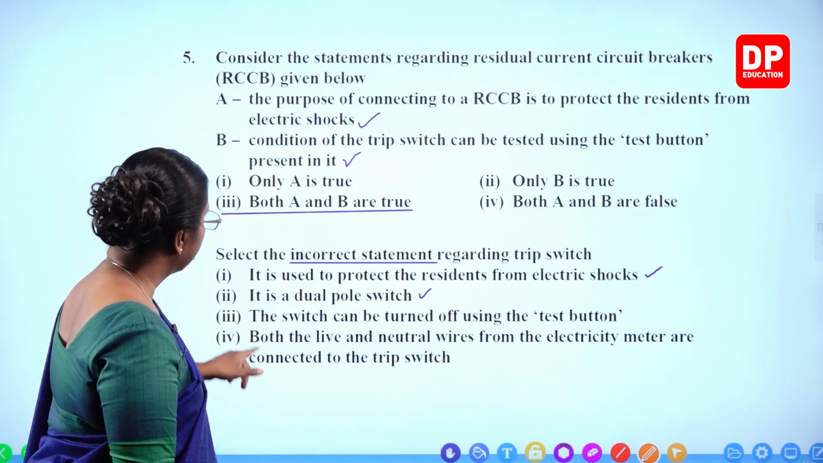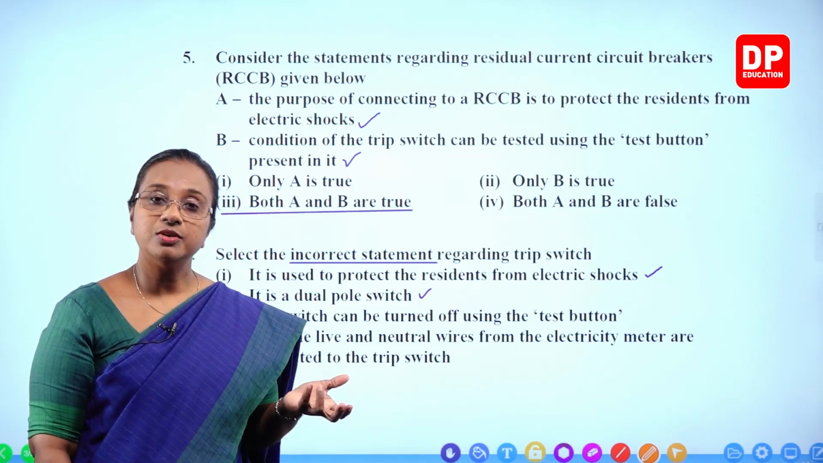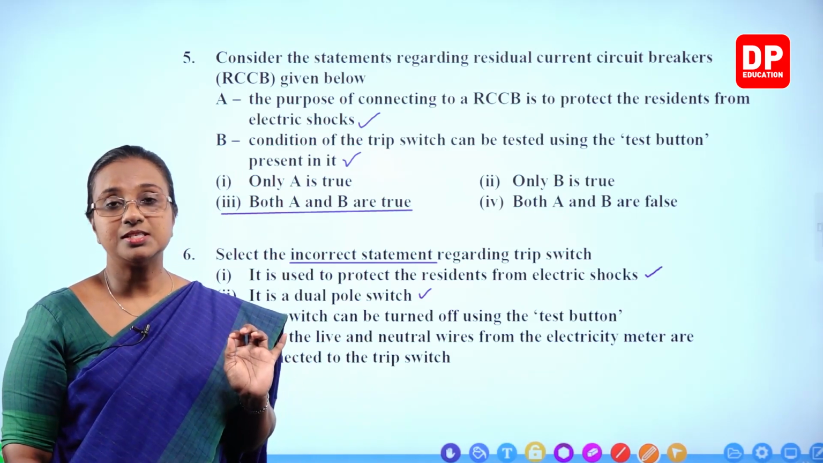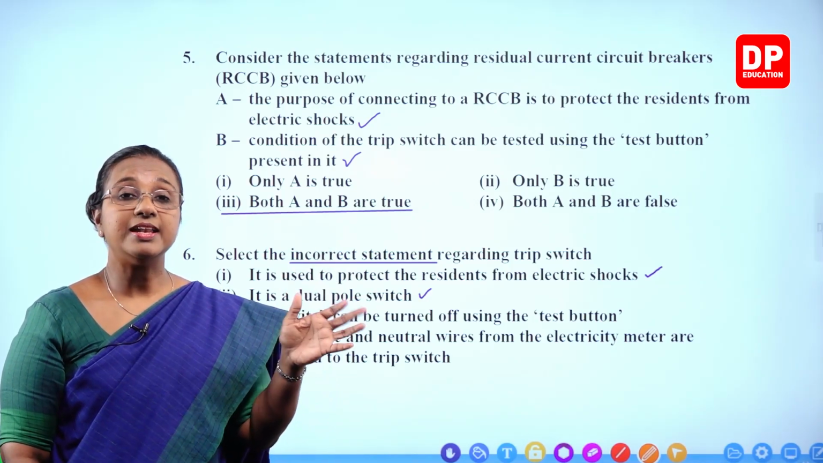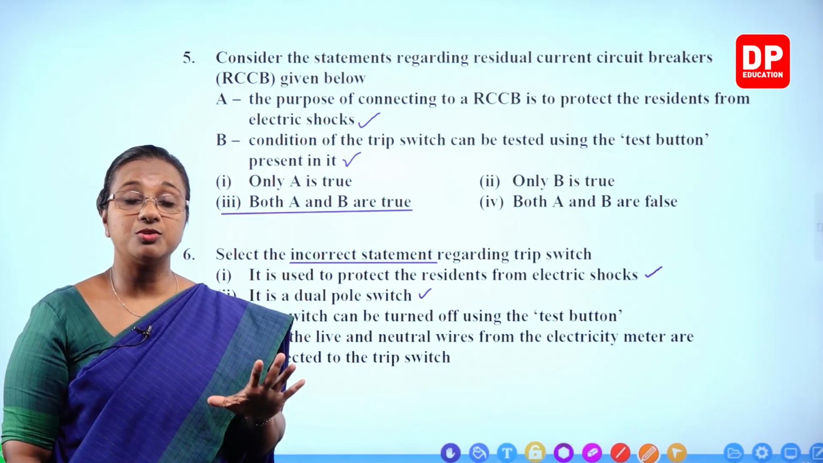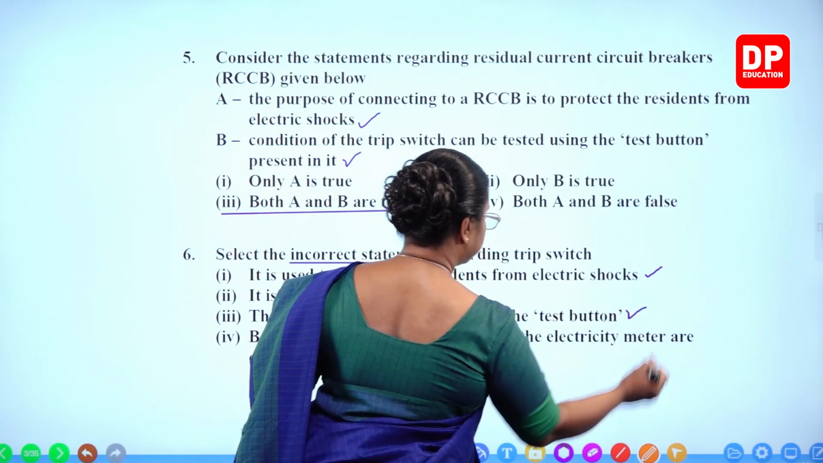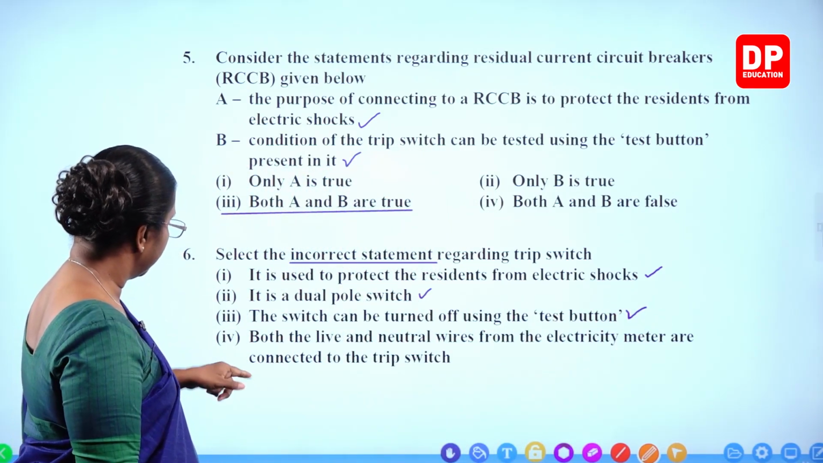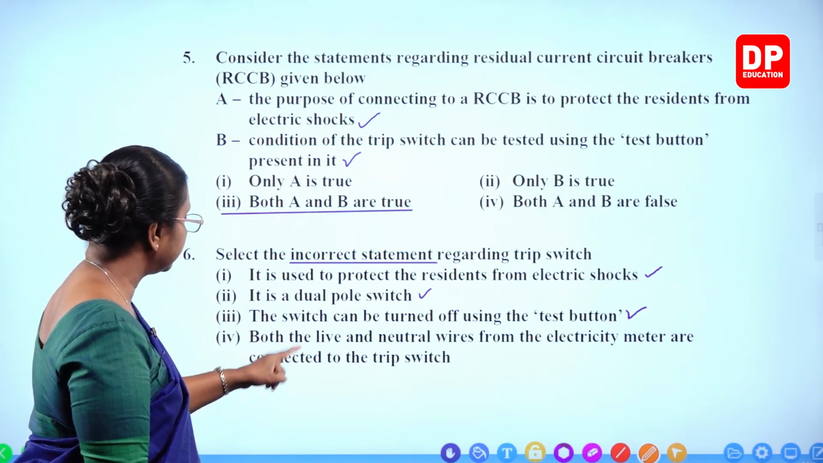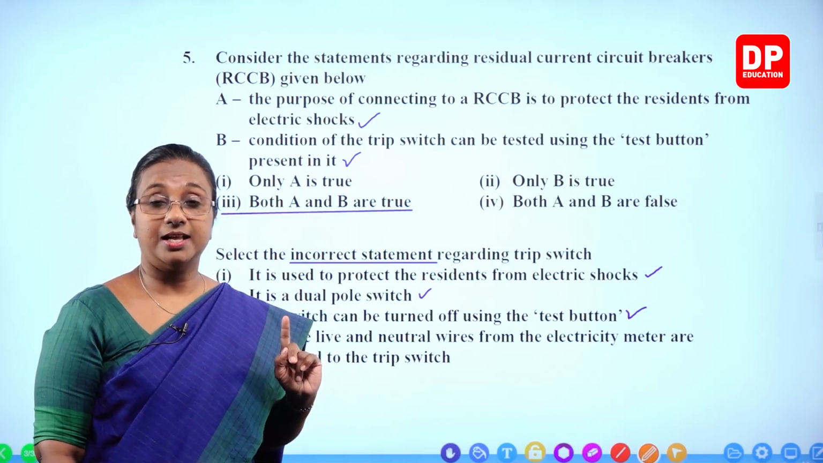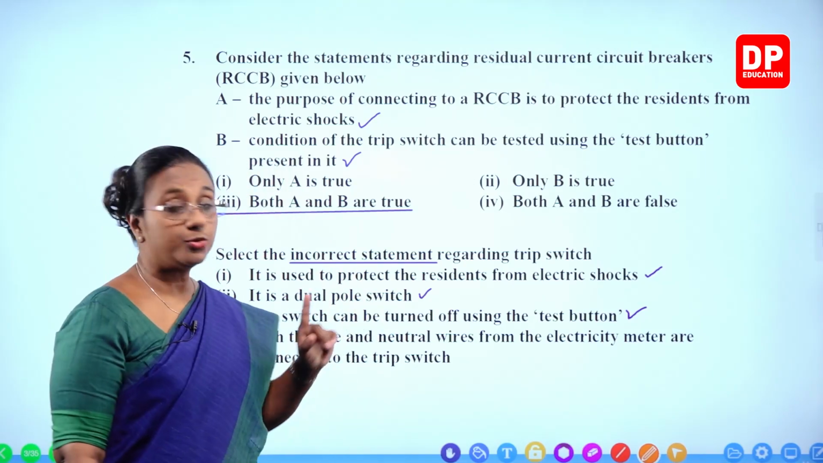Then the third one. The switch can be turned off using the test button. That is also correct, no? You can turn it off using the test button. When you press the test button, it has to turn off and the electricity supply to the household should be cut off. That is also correct. Then the last one. Both the live and neutral wires from the electricity meter are connected to the trip switch. Is that correct? Both live and neutral wires are connected to the trip switch. That is correct. That's why it's a dual pole switch.